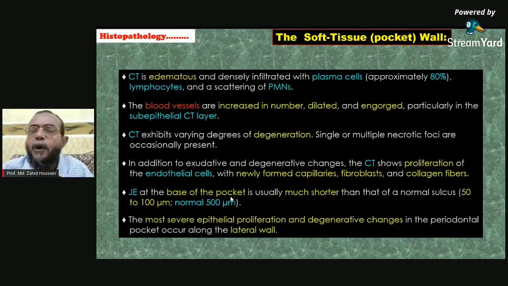So in the base of the pocket, you will find cells of 50 to 100 micrometers. The junction epithelium is destroyed and gradually becomes a thinner layer. Usually in normal it is 500 micrometers wide or thicker, but in the periodontal pocket formation, you will find a 50 to 100 micrometer width of the junction epithelium. The most severe epithelial proliferation and degenerative changes, you will find at the lateral wall of the pocket.